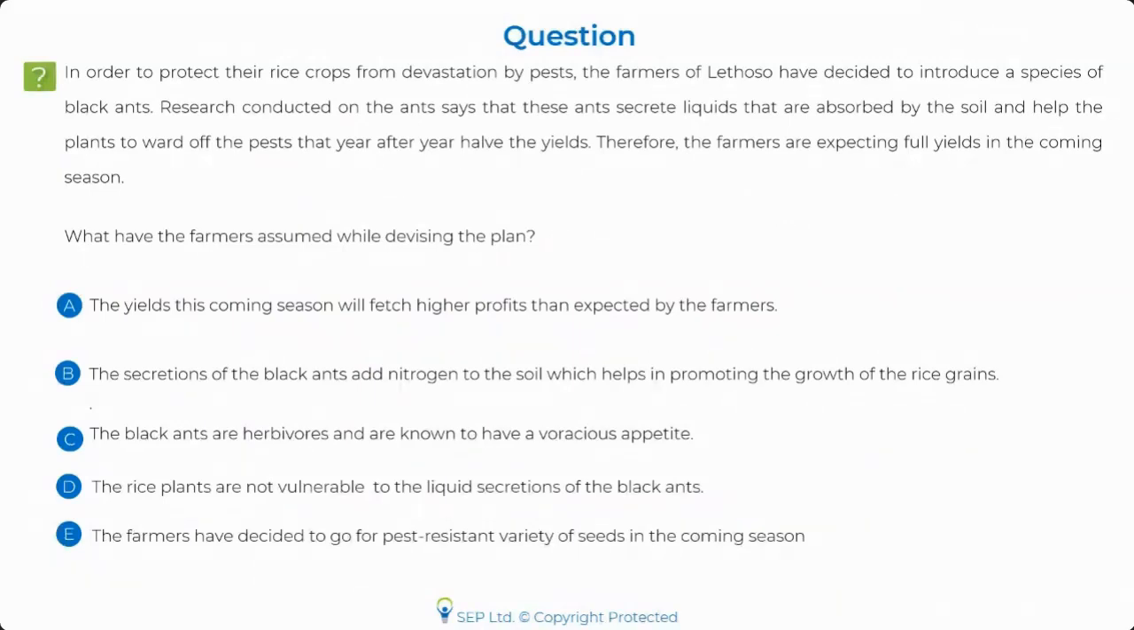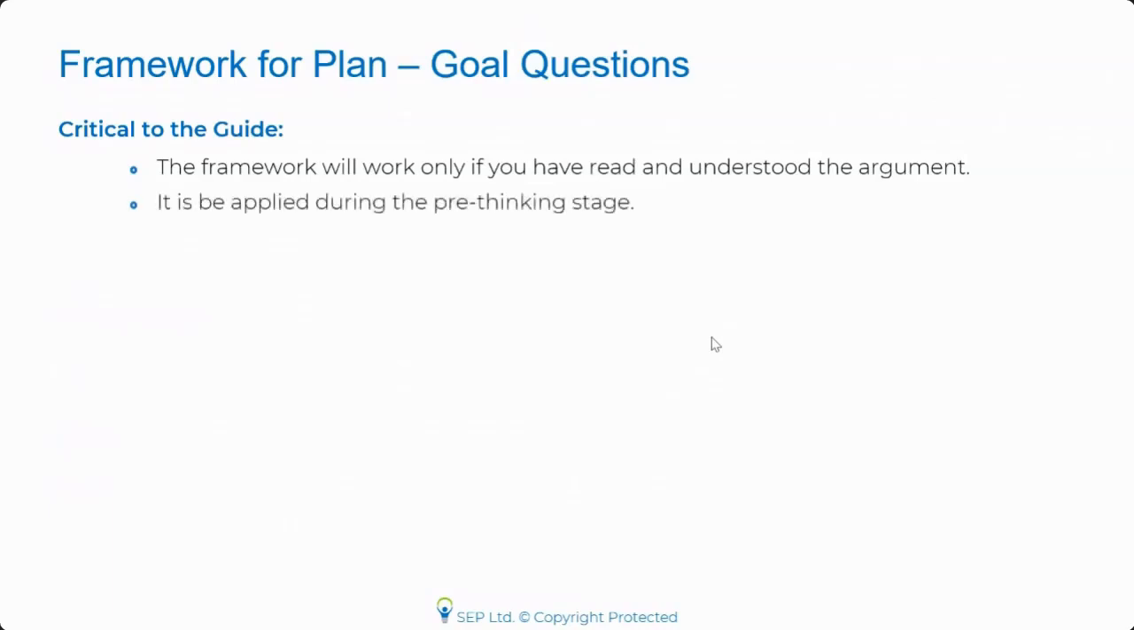The framework works, and this is what I was going to tell you next. The framework works only if you have read and understood the argument properly. If you have not understood the argument, you'll not be able to employ the framework. So the basic guide to understanding or using the framework is to understand the stimulus thoroughly. All right. So this framework you have to apply when you are pre-thinking. That is after you have analyzed the stimulus.